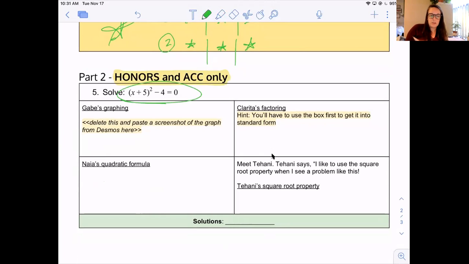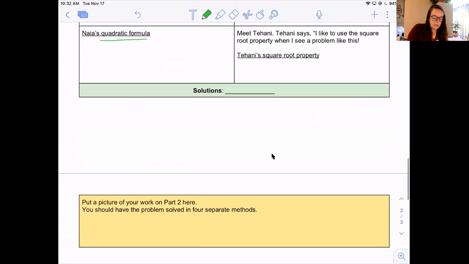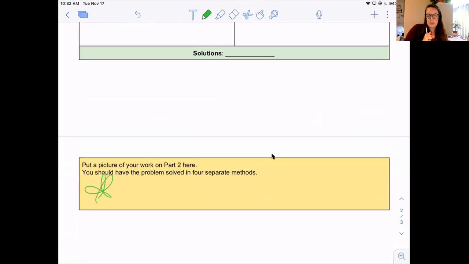Right, one more piece here. So you can graph this just as normal. In order to do quadratic formula and factoring, you'll have to use the box first. So you're going to multiply the x plus 5 squared first, and then whatever you get out of the box, make sure that you subtract 4 from it, and that will give you your ax squared plus bx plus c. Please let me know if you need any support with part 2. I'm happy to support. And then you're going to put your 1 down here.